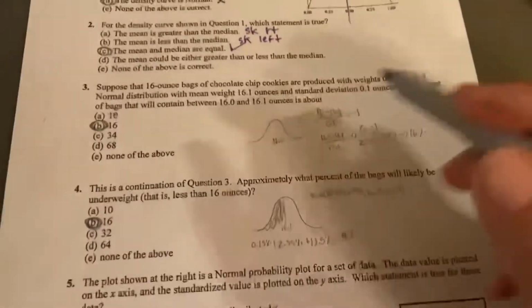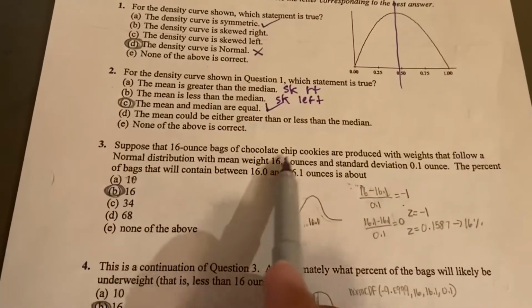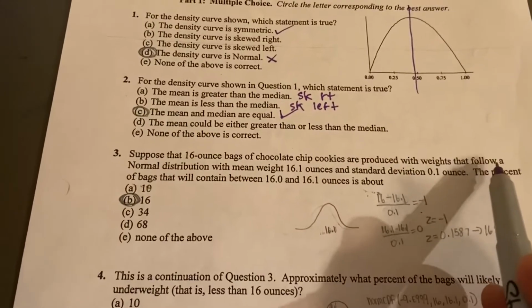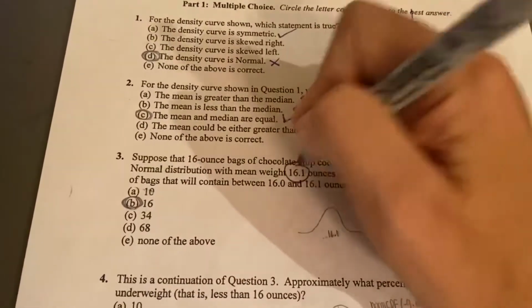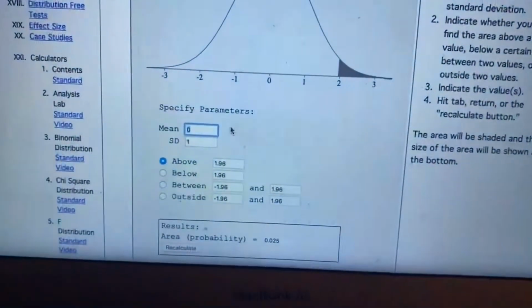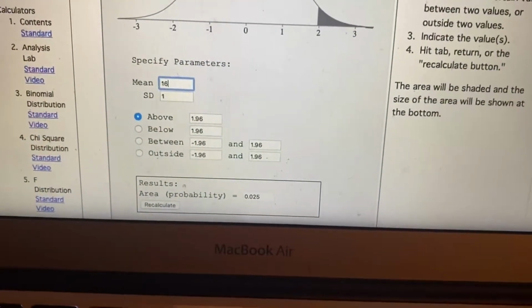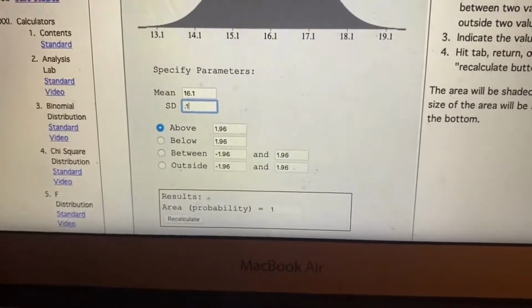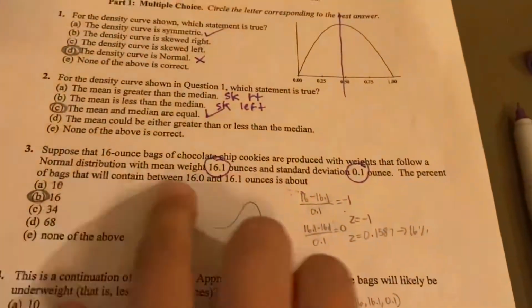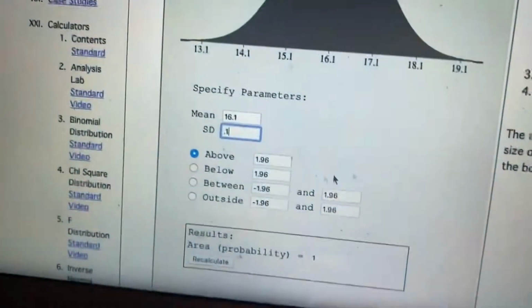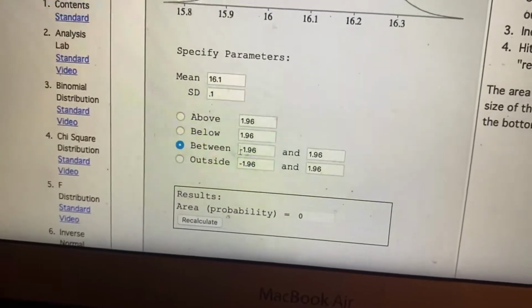All right, next question, it says, suppose a 16-ounce bag of cookies was produced with weight that followed a normal distribution. The mean was this, and the standard deviation was that. So in our chart here, we can say the mean is 16.1 and the standard deviation is 0.1. Now it says, what percent of the bags will contain 0.60 to 0.61? So between 0.60 and 0.61.